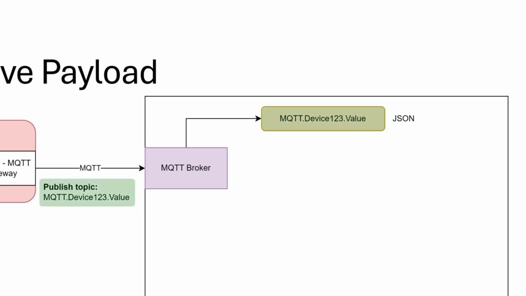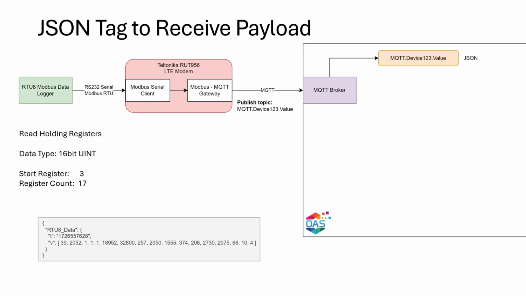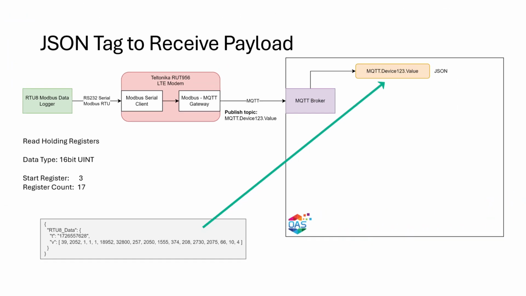So let's first create a tag. I'm going to create a tag group called MQTT, and then I'll create a tag called device123. The value parameter is where your actual data is stored. So this means the topic name will have to be mqtt.device123.value. In addition to this, we can set the tag to a JSON data type for some extra validation. At this point, we should now be receiving the payload you can see here into this tag.